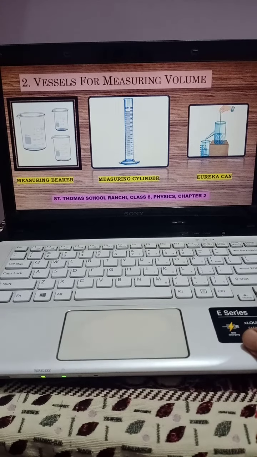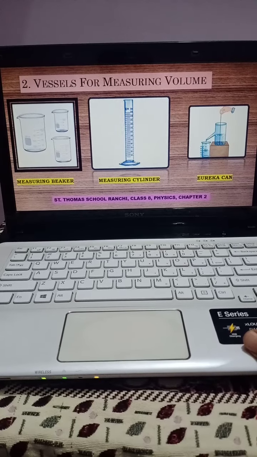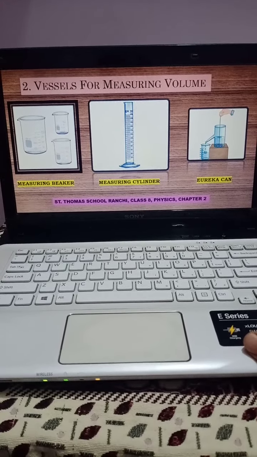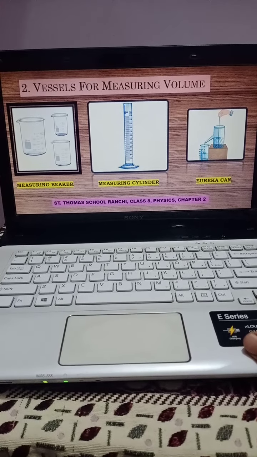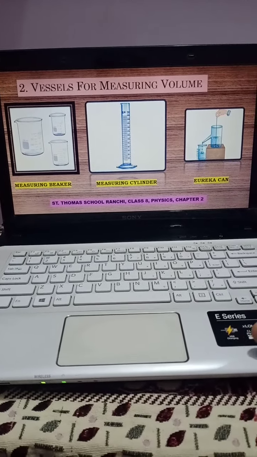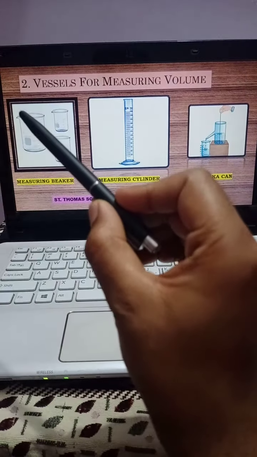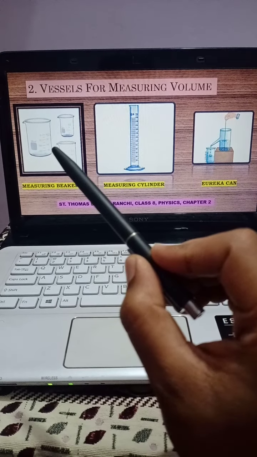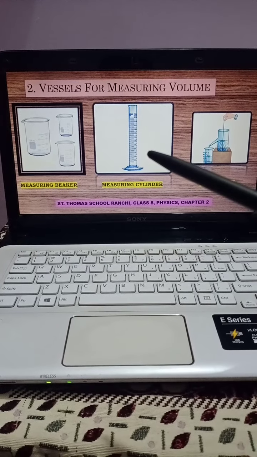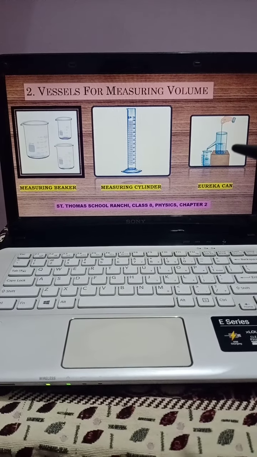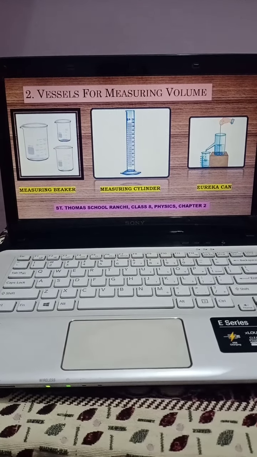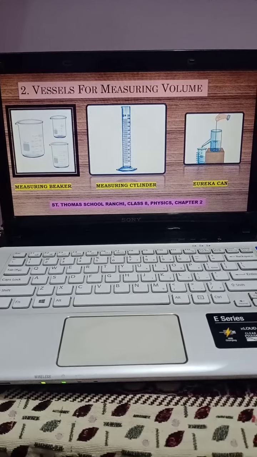Next topic we are going to see that what are the different apparatus we are going to use to find out the volume of any object. So to find out the volume of any object, we are using measuring beaker. The very first diagram is here, which shows measuring beaker. Second diagram shows measuring cylinder, and third diagram shows eureka can. So with these three apparatus we find volume of any object.